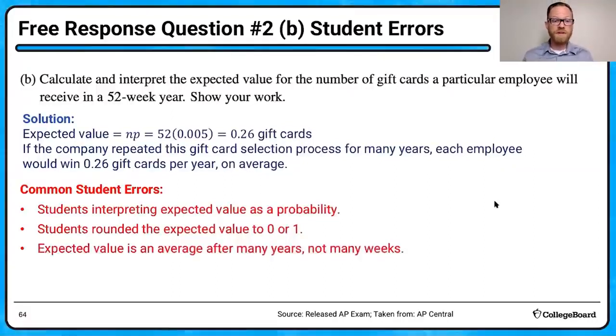And then the third one here, the expected value is an average after many years, not many weeks. Remember, this binomial distribution has n equals 52. That's 52 weeks. That's 1 year. So it's saying if we did this for many, many years, the average number of gift cards that would be won would be 0.26.